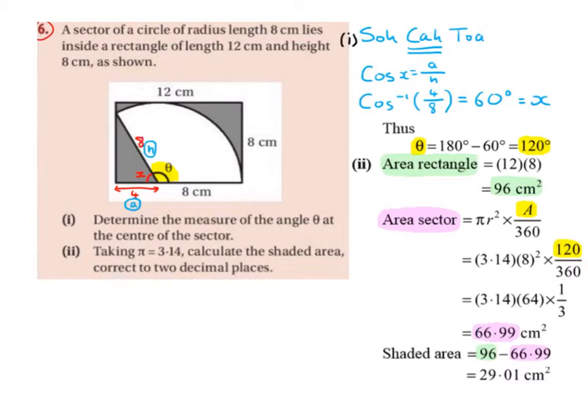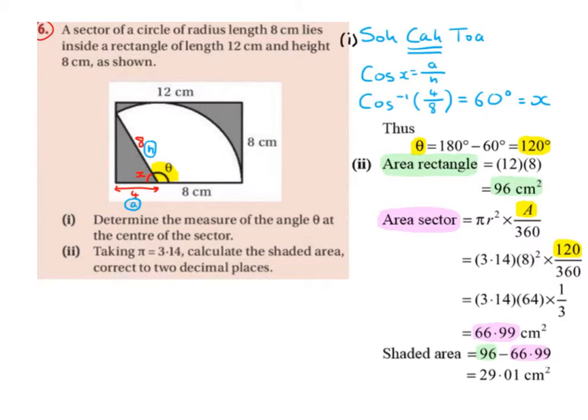So we have H and we have A. So we're going to go with CAH. So the CAH turns into cos of x equals A over H. Since we don't know what angle x is, we're going to use the inverse function of cos, so cos to the power minus 1. We get that by pressing shift cos in the calculator.